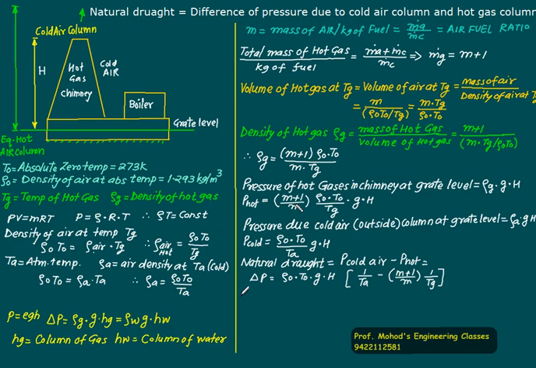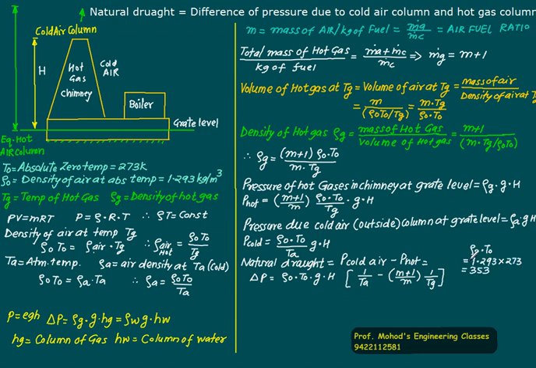So delta P, called natural draught, is the pressure of cold air, rho 0 T0 by Ta multiplied by gh, minus (m plus 1) upon m rho 0 T0 by Tg into gh. We can take out the common terms here: rho 0 T0 is common, gh is common. What is left in this equation is 1 by Ta, and from the other term (m plus 1) upon m into 1 by Tg.